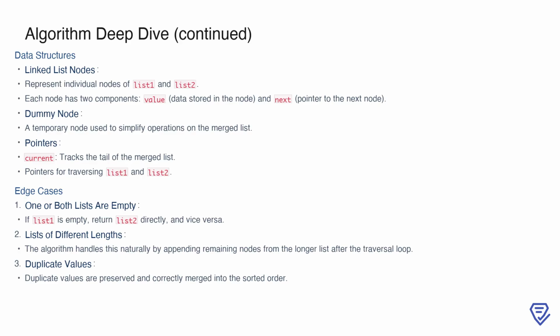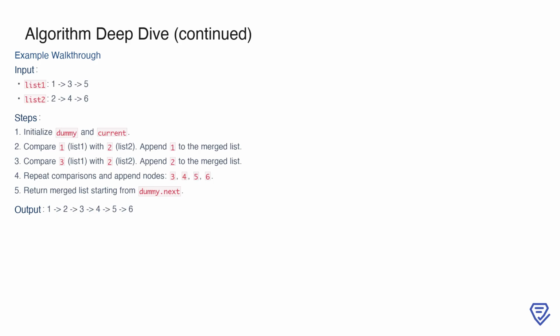It's also important to consider edge cases. If one or both lists are empty, the algorithm handles this naturally by returning the non-empty list directly, or null if both are empty. When the lists have different lengths, the remaining nodes from the longer list are appended after the traversal loop. Finally, duplicate values are preserved and merged in sorted order, as the algorithm always compares nodes sequentially and appends them appropriately. To solidify our understanding, let's walk through an example.